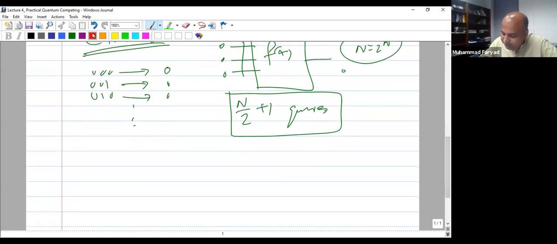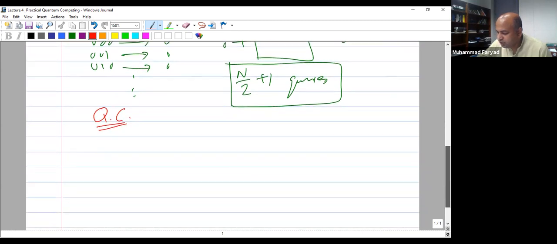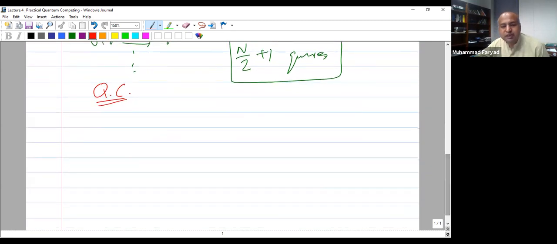So let's now see the quantum computer solution. And for that, I am first going to just give you the circuit, that this is the algorithm, and then I will show in this lecture why this algorithm works and what are its different parts, and hopefully you will have an understanding after that.